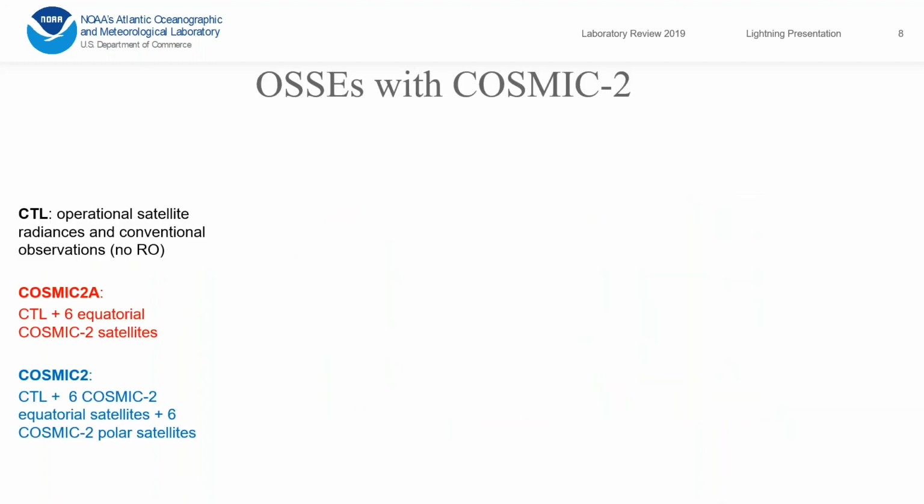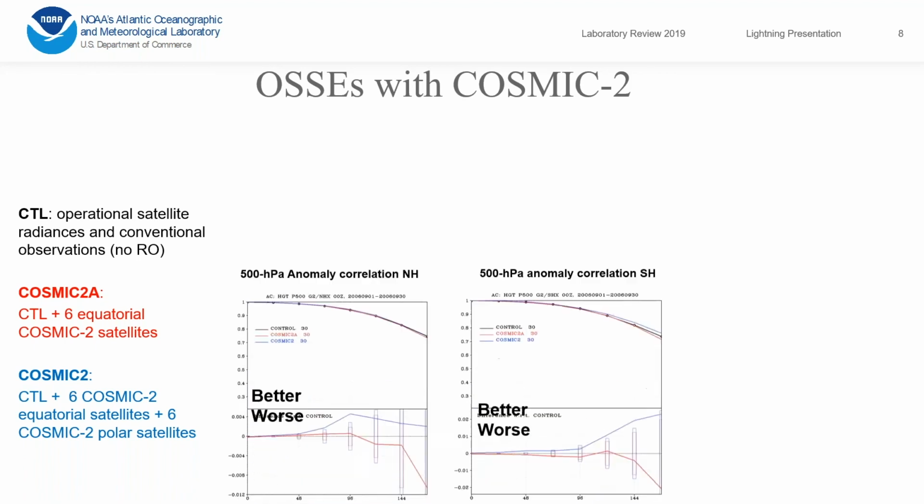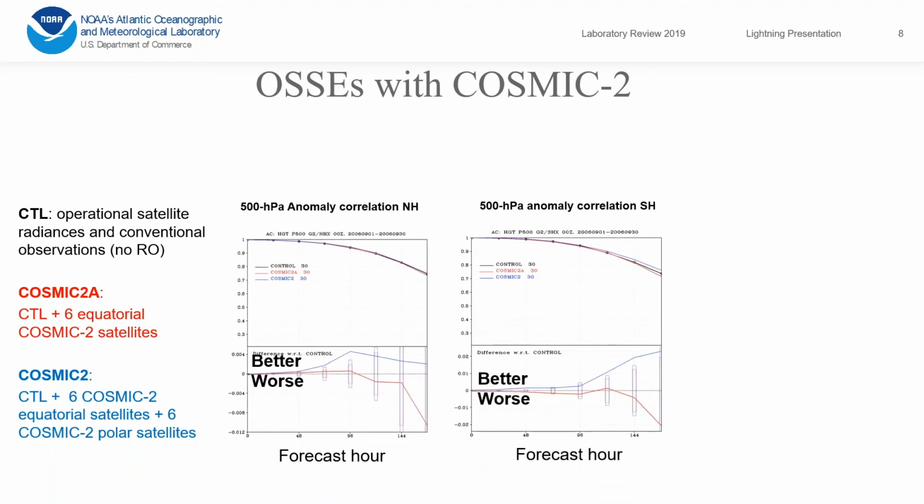So we ran several experiments. One was the control, which is what's operationally being assimilated. Then we did COSMIC-2A, which was the first phase of COSMIC-2. So we had six satellites in equatorial orbits, radio occultation type. And COSMIC-2 was going to be the full constellation, where we added the polar and the equatorial together. So we did some experiments.